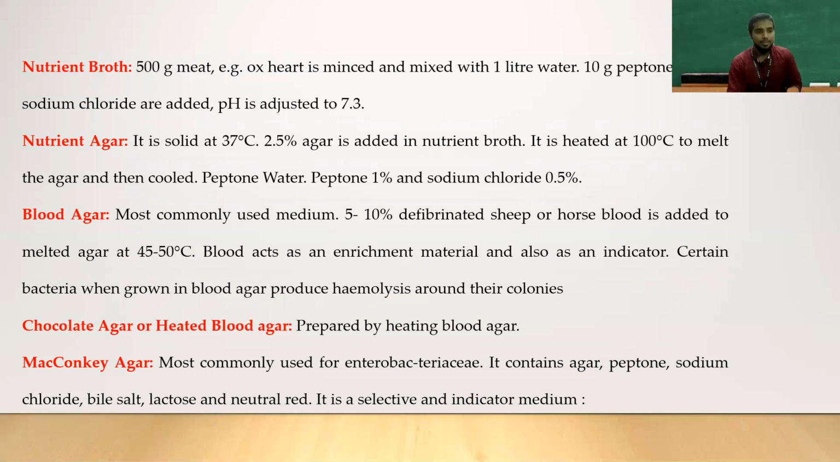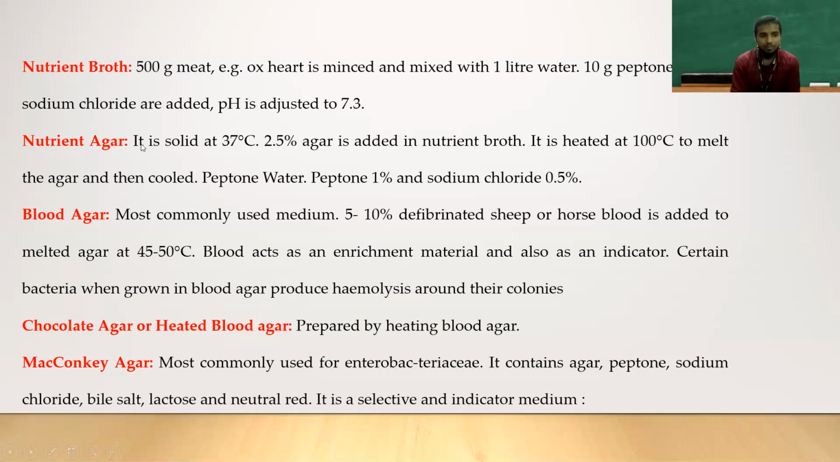Let us see. Basically, nutrient broth that we have. Nutrient broth contains 50 grams of meat, for example ox heart. Before we have seen bullock heart meat, right? Here in nutrient broth is 50 grams of meat, that is ox heart, which is minced and mixed with 1 liter of water. Minced means it is completely made into very small particles, made into a paste, and mixed with 1 liter of water, and 10 grams of peptone and sodium chloride are added. The pH is adjusted to 7.3. So this will be the culture media that is nutrient broth.